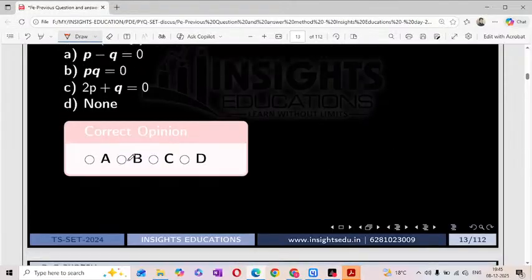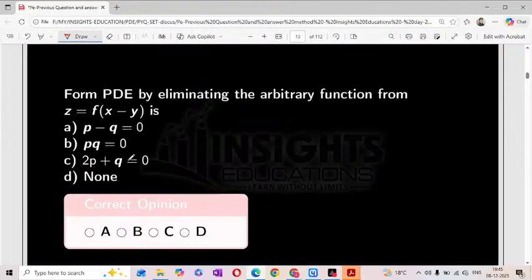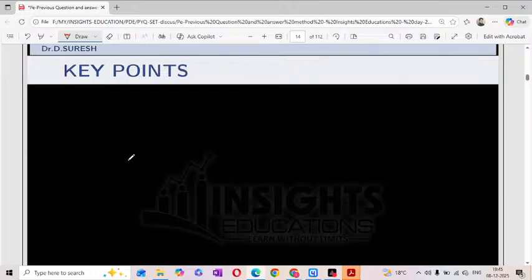What is the previous approach? You just have to eliminate the arbitrary function f. Now what is our equation? z is equal to f of x minus y. Now differentiate with respect to x. zx is equal to f dash of x minus y into 1. Very good. Differentiate with respect to y also.